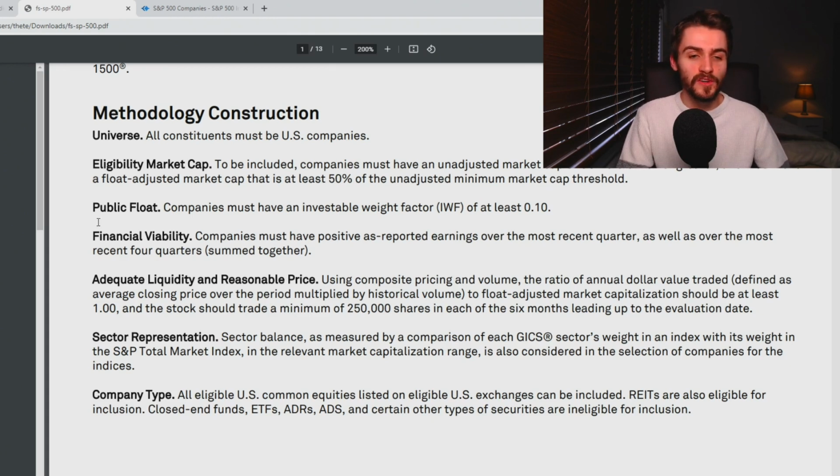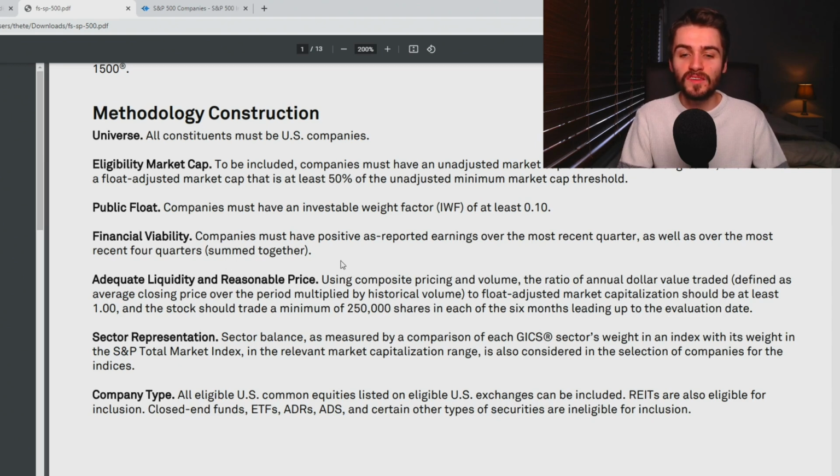The next requirement has to do with public float and states that companies must have an investable weight factor, or IWF, of at least 0.10. Again, this has to do with the number of shares which are freely traded on the market between investors. Financial viability.